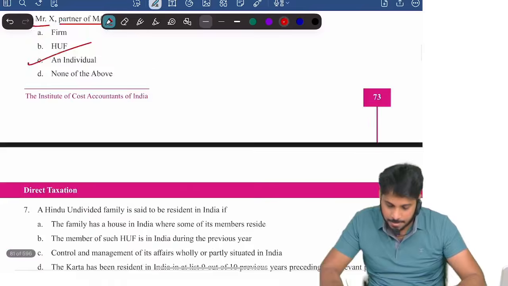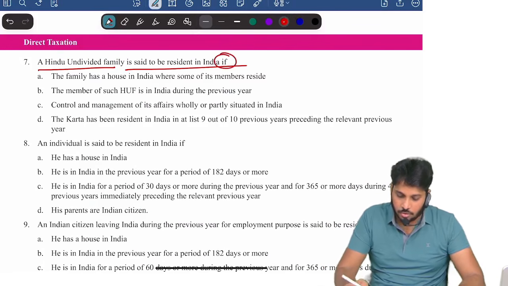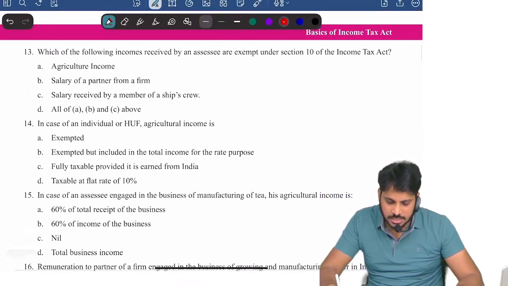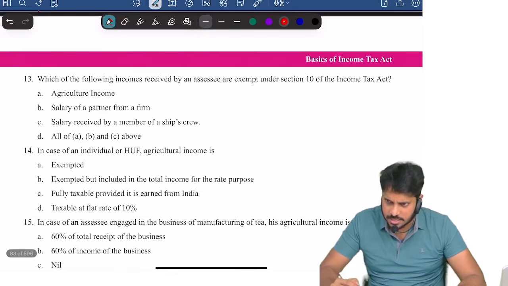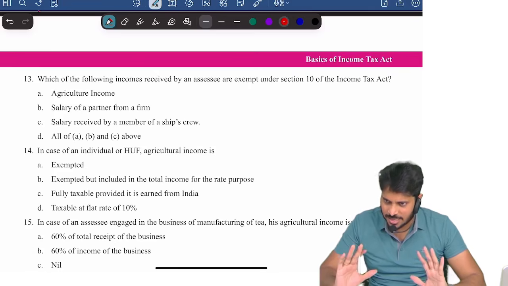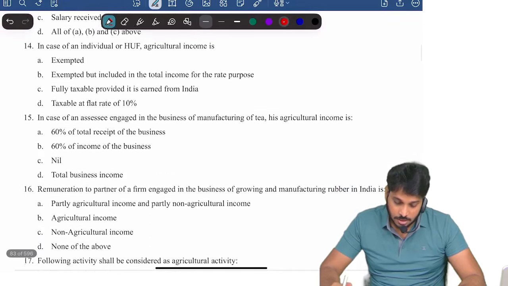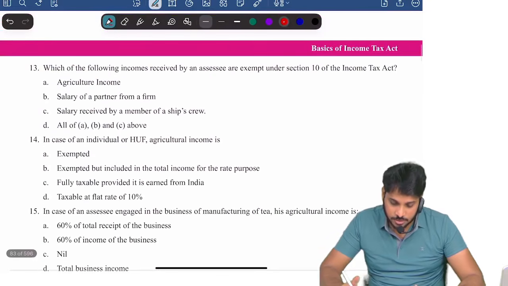Are you clear? A Hindu undivided family is said to be resident in India if, residential status problems from here. Okay, fine, nothing to worry. We will discuss residential status and then come back and then discuss this. In this chapter only residential status is there, first chapter only. Second chapter, okay. So we'll do one thing, residential status. Okay, agriculture related is there, you see.